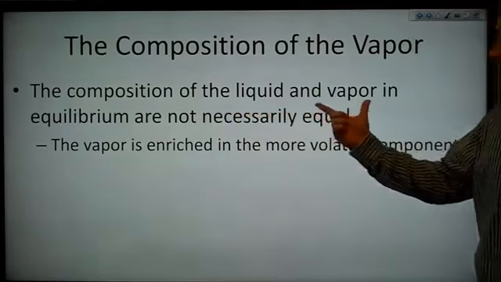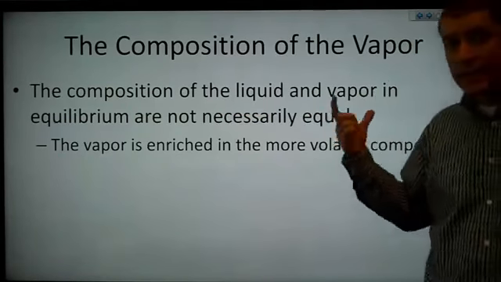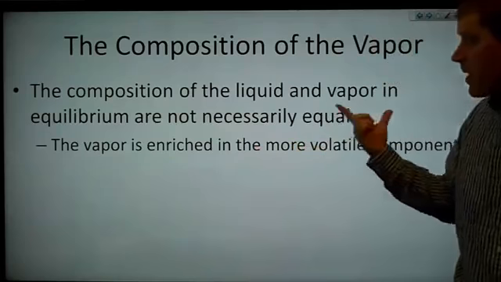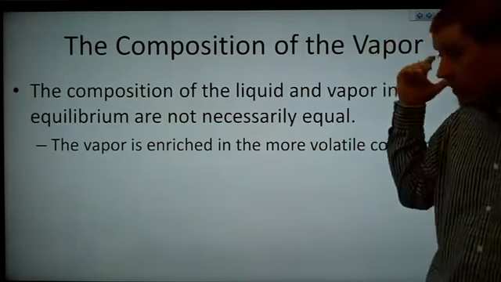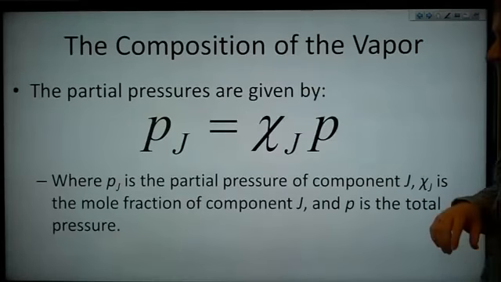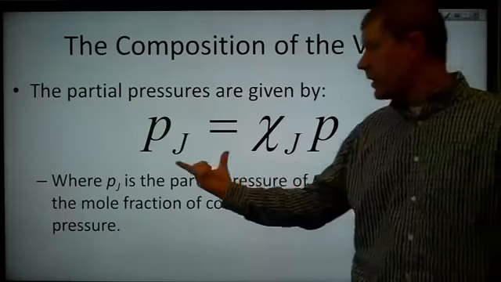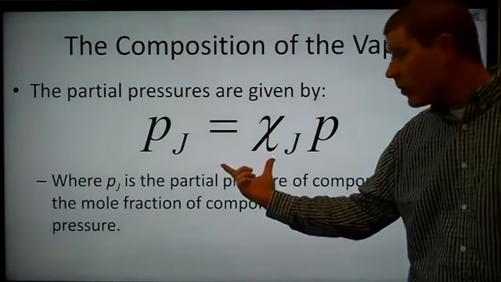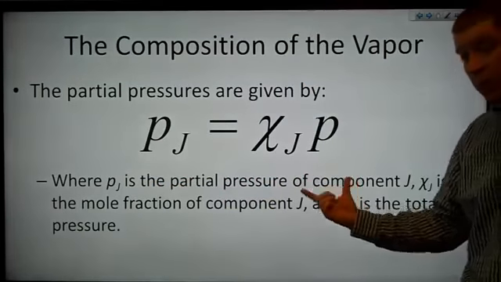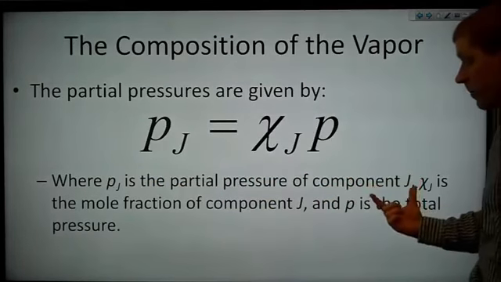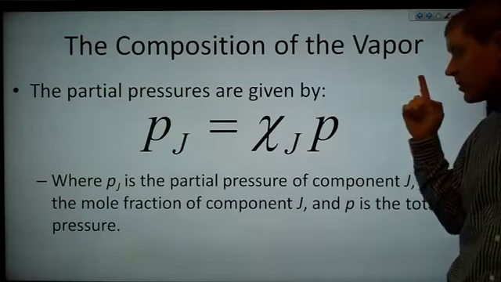So this means now the composition of the liquid and vapor in equilibrium are not necessarily the same. The vapor is enriched in the more volatile component. So in the last slide, A was the more volatile component. Remember, the partial pressures are given by this equation: Pj, where Pj is the partial pressure of component J, is equal to the mole fraction of J times the total pressure.